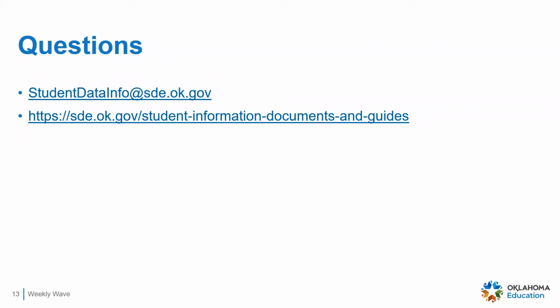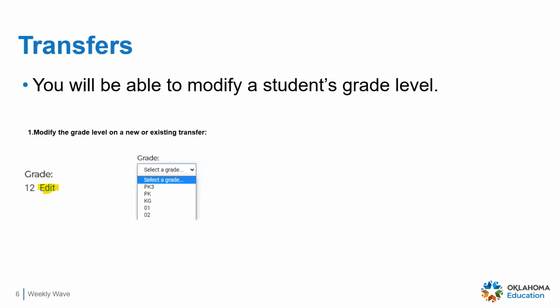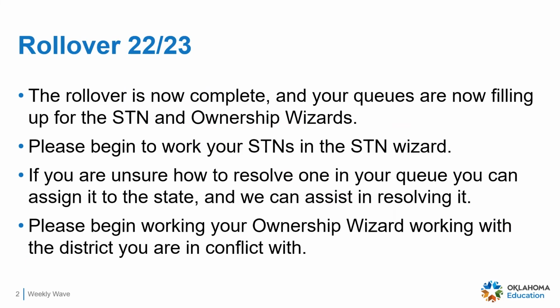And I do see that we've got 3 questions in the chat so far. Would I go over the rollover once again? So let me go back to that slide. So it's complete right now. So right now your STN wizard and ownership wizards are filling up. You just need to make sure that you're working your STN and working with your ownership wizards, reaching out to the districts that you're in conflict with.